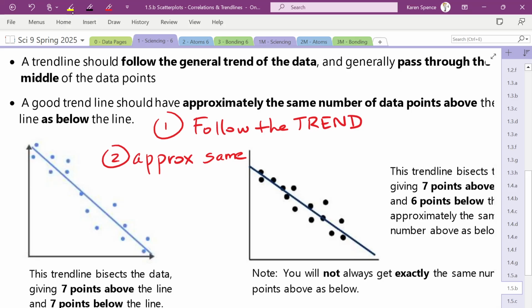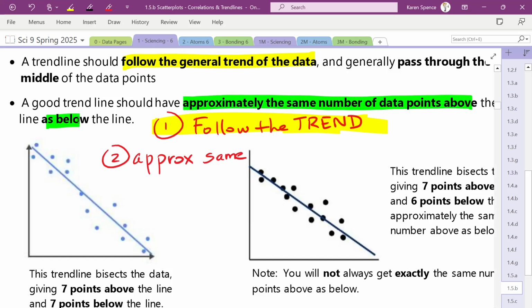Okay, so it all follows the general trend of the data. So really, you didn't have to write it down again. And you should have approximately the same number of data points above and below. So if we count these, I got 1, 2, 3, 4, 5, 6, 7 above. And here I have 1, 2, 3, 4, 5, 6, 7 below. Over here, I've got 1, 2, 3, 4, 5, 6 below, and 1, 2, 3, 4, 5, 6, 7 above. That's pretty close. It doesn't have to be exact. You can just be kind of like close enough.